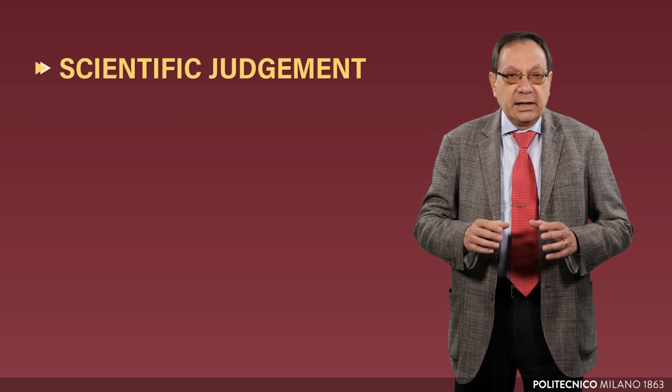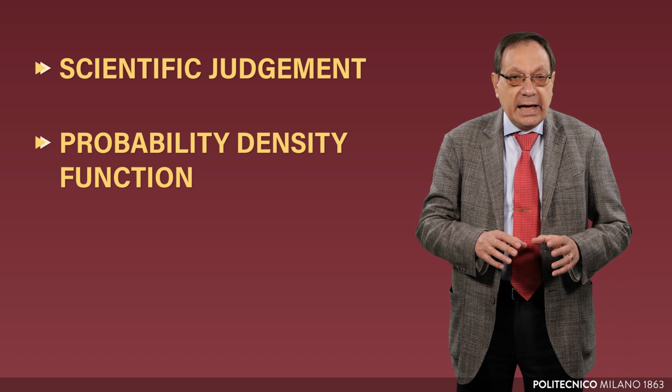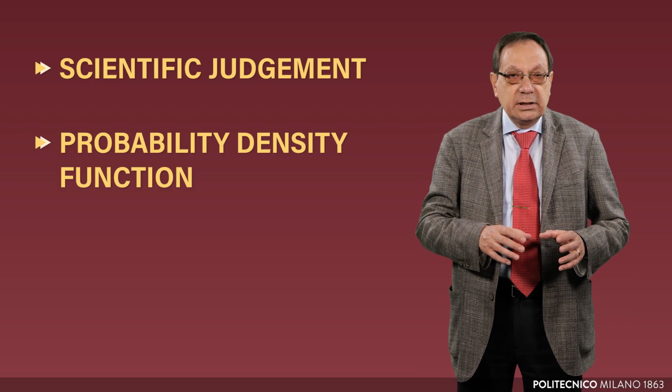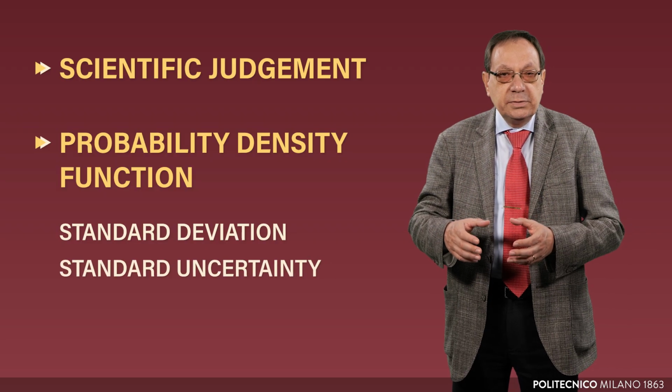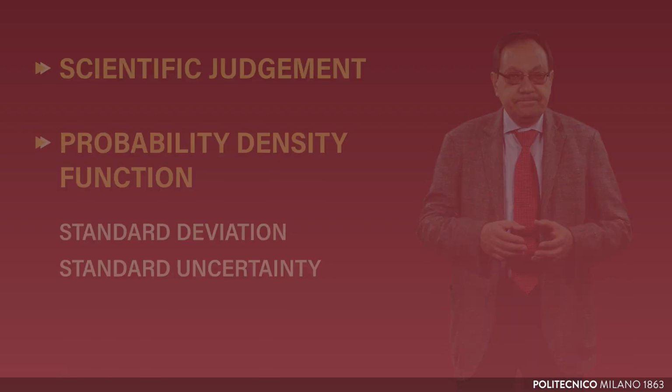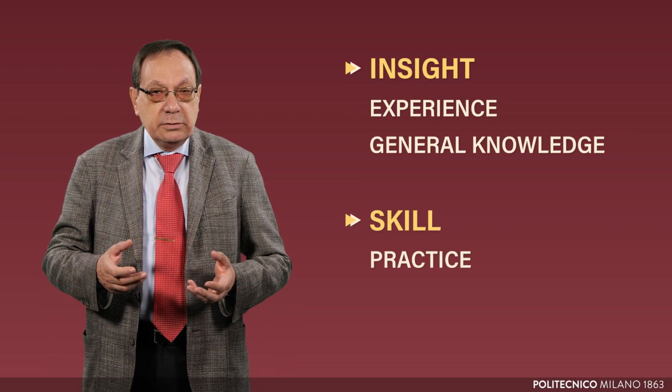Starting from this information, the operators, relying on their own scientific judgment, must identify a probability density function capable of describing the distribution of values that could be attributed to the measurand and assess its standard deviation and thus the standard uncertainty to be assigned to the measurement result. The GAM specifies that the proper use of the pool of available information for a type B evaluation of standard uncertainty calls for insight based on experience and general knowledge and is a skill that can be learned with practice.